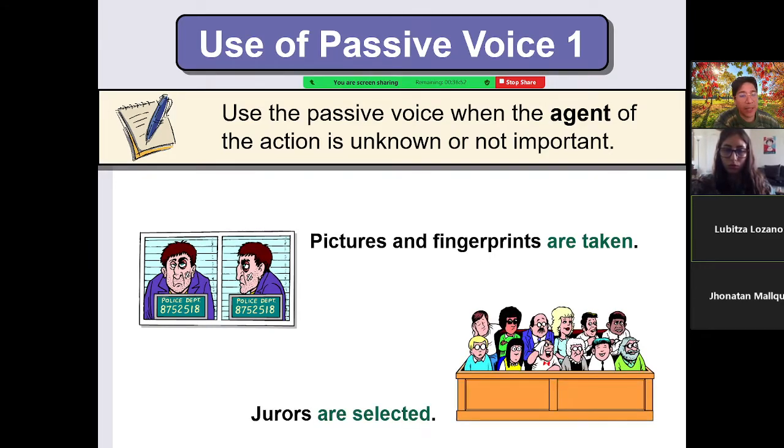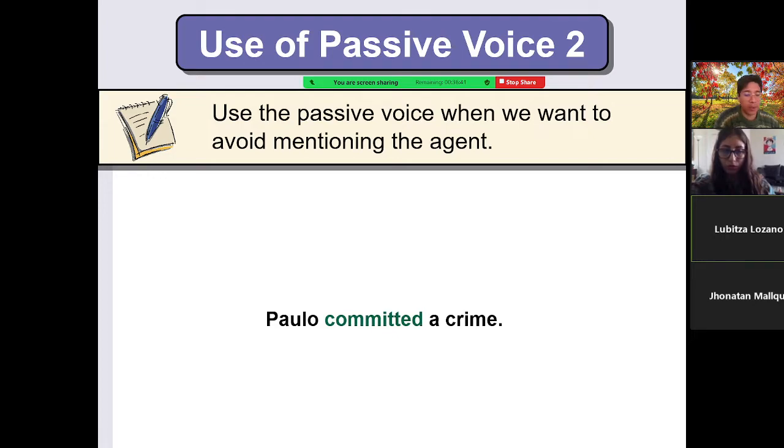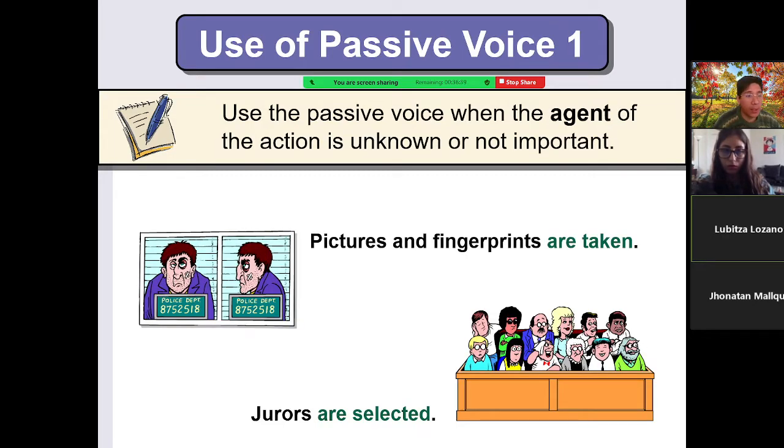Pictures and fingerprints are taken. By whom? We don't care. It's not important. Jurors are selected. It's not important. Did you understand this part, right?